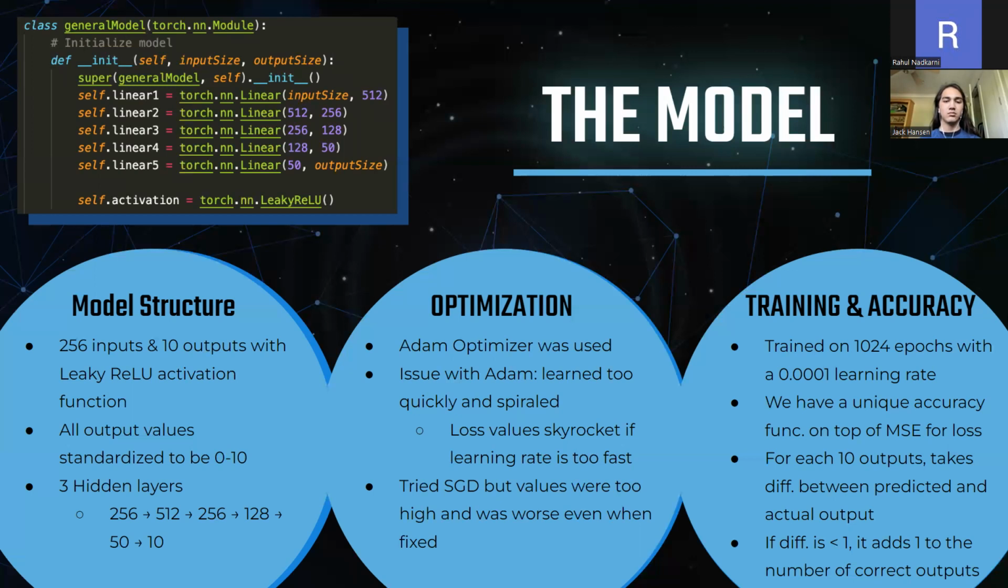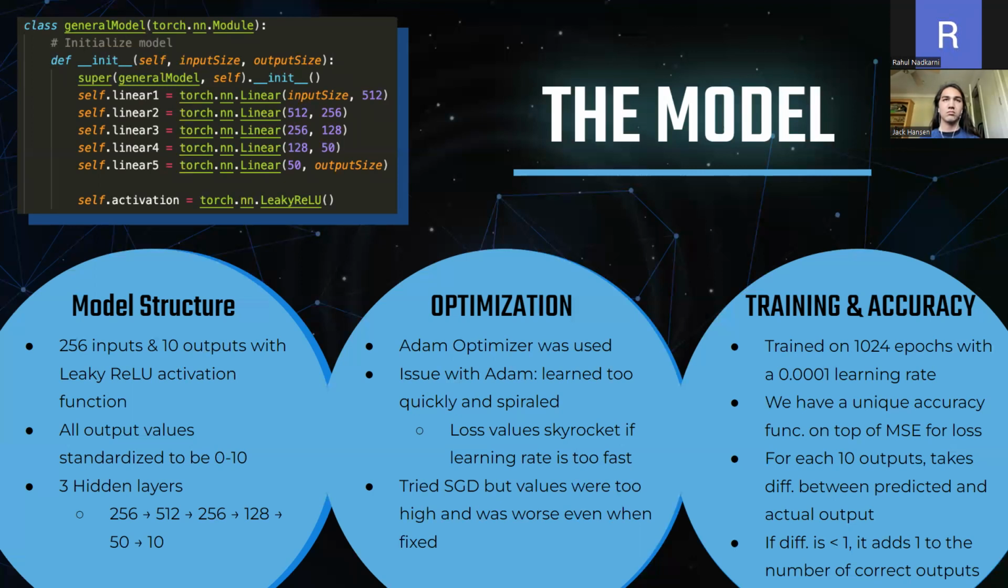It just wouldn't stop. And what we realized is that the Adam optimizer actually has a small flaw. That's because it's really fast, but if you have too big of a learning rate or too fast of a learning rate, it skyrockets the values. And so we decreased the learning rate down really small to 0.0001, and that fixed it. We also tried stochastic gradient descent, but the values were also too high, and when we fixed it, it was just worse than Adam, so we didn't use it.